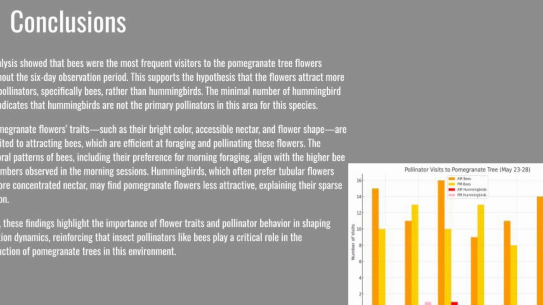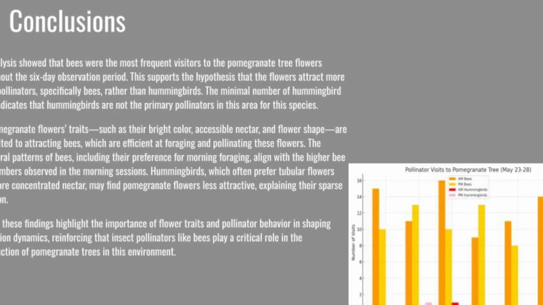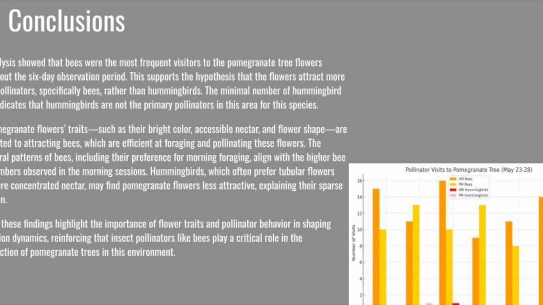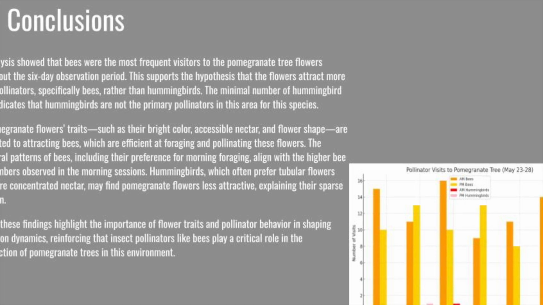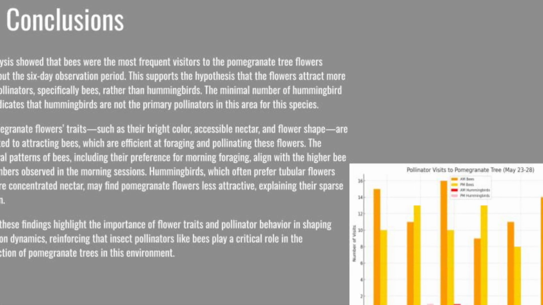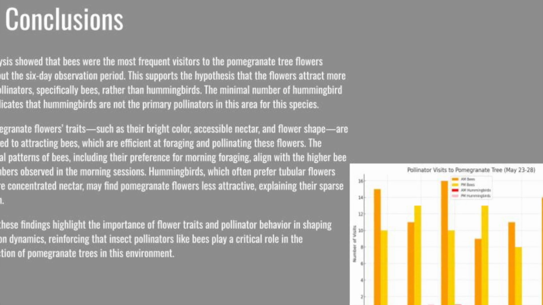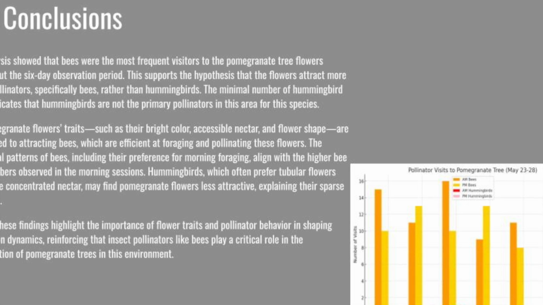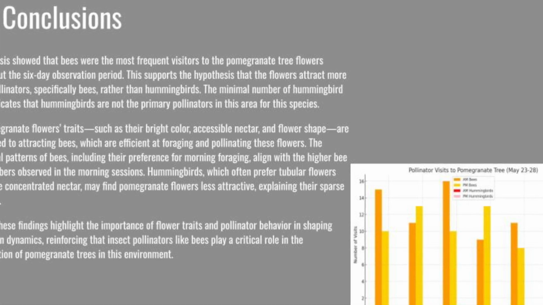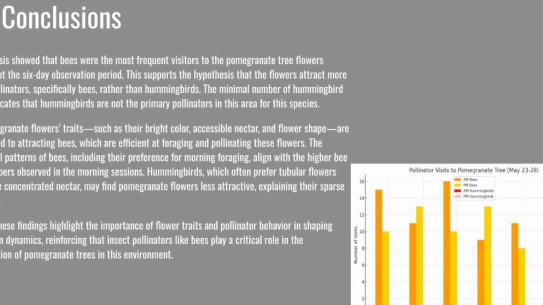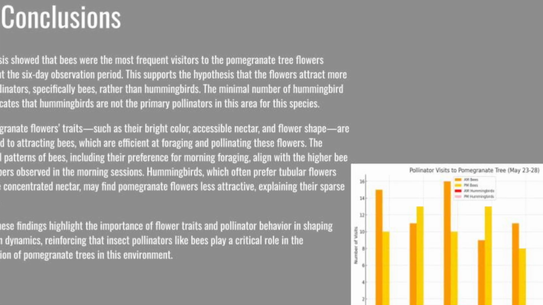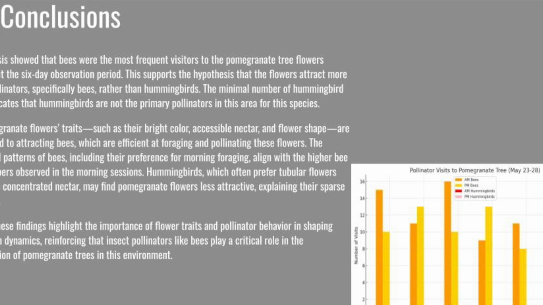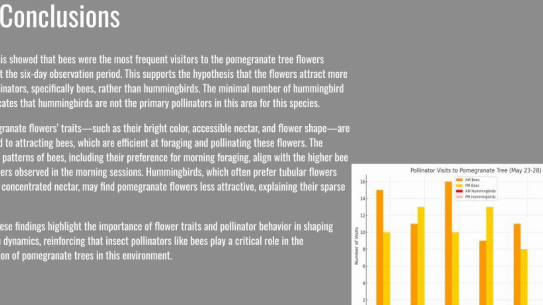The behavioral patterns of bees, including their preference for morning foraging, align exactly with the higher bee activity that we observed in the morning sessions. And hummingbirds, which often prefer tubular flowers with more concentrated nectar, may find pomegranate flowers less attractive. It's very possible that even though it looks as if it would be pollinated by birds, hummingbirds would not go to this plant.